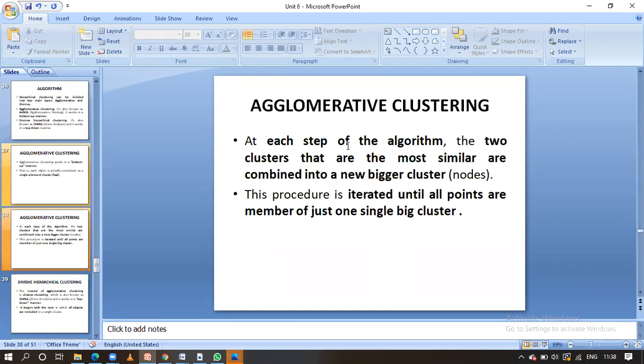What is the process they follow for merging? It is based on the similarities only. If two clusters are similar, we are going to combine them. That is in the agglomerative clustering. Based on the similarity only, we are going to combine or merge to form the bigger cluster. This step we are going to repeat until we get all the objects, all the points in the big cluster. That is the ending of the agglomerative hierarchical clustering.